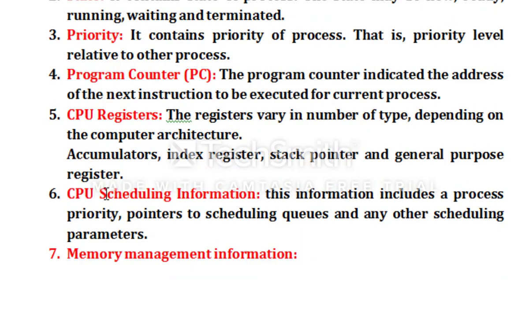CPU scheduling information. This information includes the process priority, as I told you, the pointer to scheduling queues, and any other scheduling parameters. The kind of scheduling we are applying to the process is maintained in the PCB. Maybe we are applying FCFS, or we want to execute the shortest job first, or SRTN, shortest remaining time next. It doesn't matter what scheduling algorithm we apply to the process; it will be taken care of by the PCB.